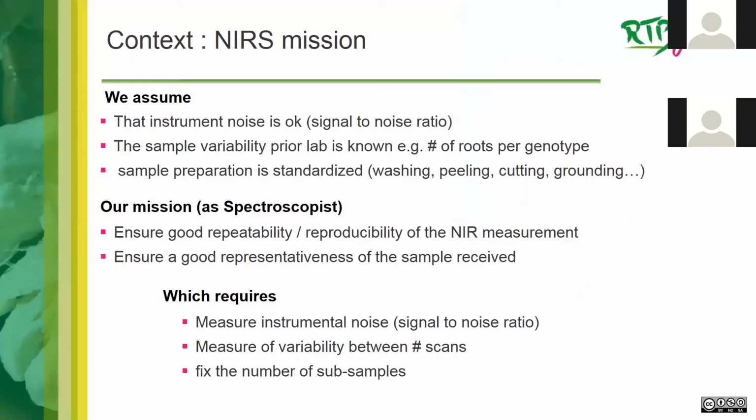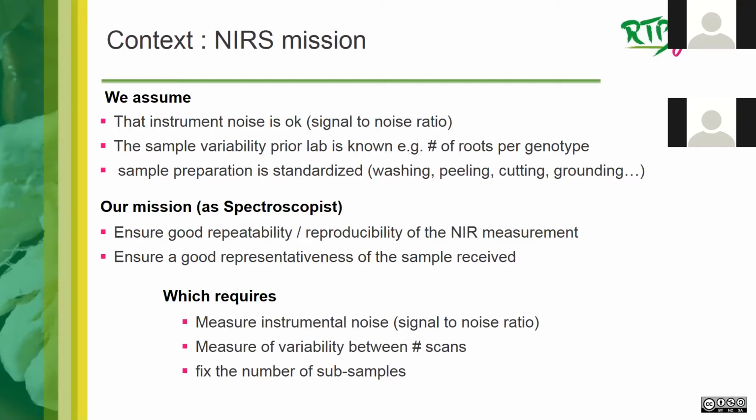In this context, we assume that we know about instrument noise, so that we know our signal to noise ratio, and we are in conformity with recommendations of the suppliers. We also assume that the sample variability prior to the lab is known. For example, we know how many roots we need to be representative of a genotype. And we assume as well that sample preparation is standardized: washing, peeling, cutting, grinding.